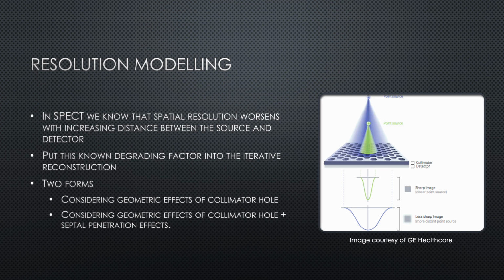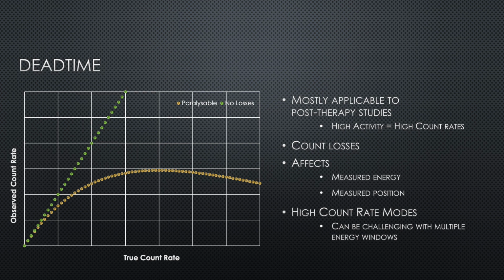There's two forms that we can use of resolution modelling. The easiest is to just consider the geometric effects of the collimator hole, or if we want to take a more complicated approach, we can also consider septal penetration effects. That's where the photons actually go through the septa and still get through to the scintillation crystal and affect the spatial resolution.